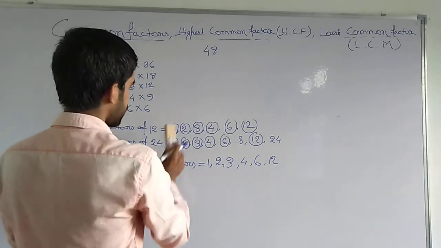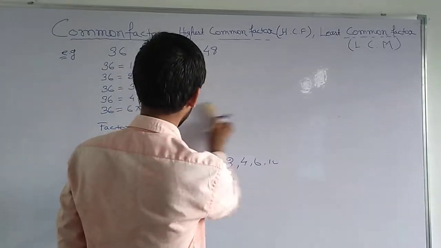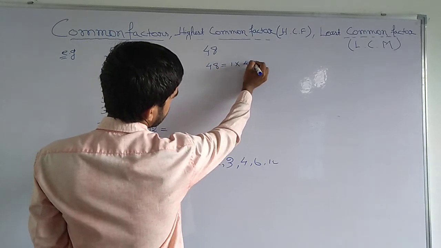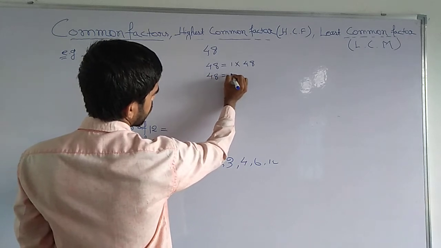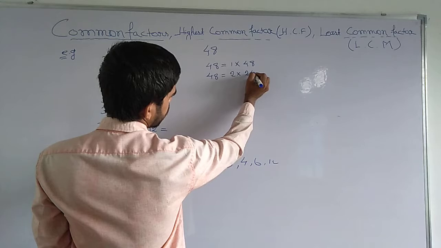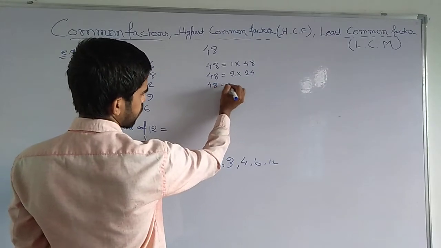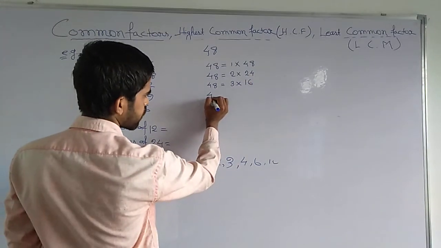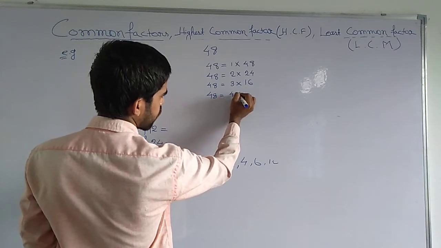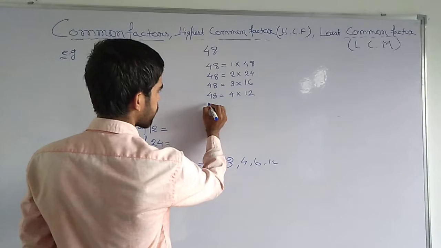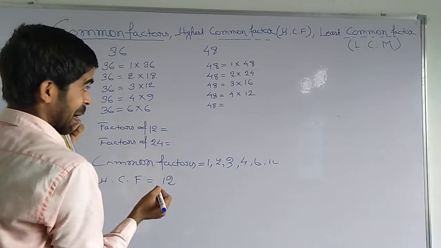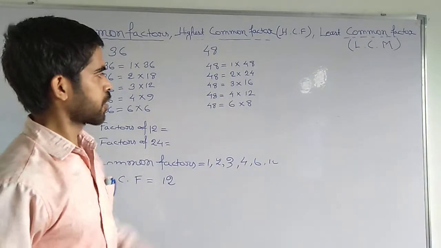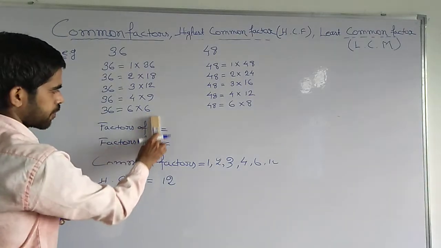Same as usual we write. Here 48 is there, right? 1 into 48, 48. 2 into 24, 48. 3 16s are 48. 4 12s are 48. 6 8s are 48. So these are the factors. These things we will write here again.